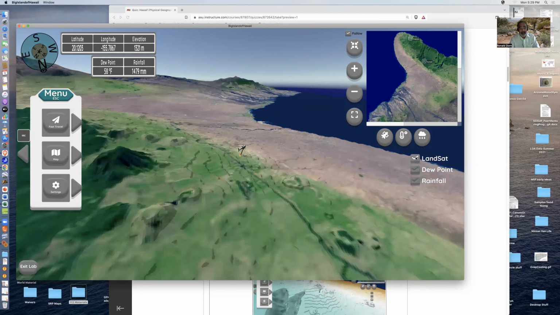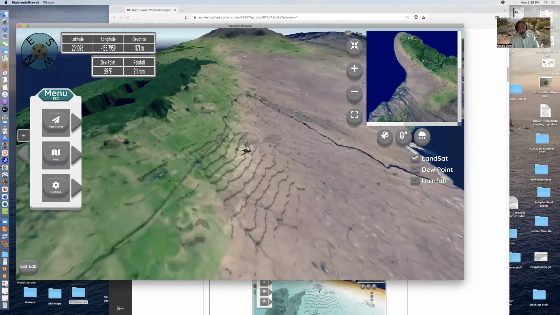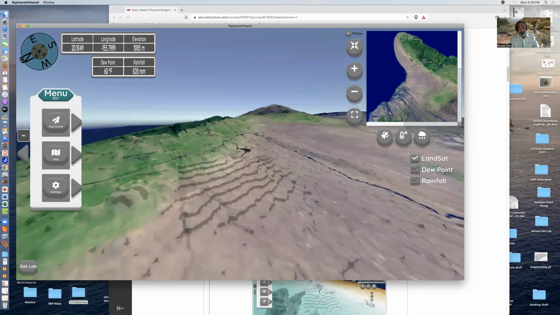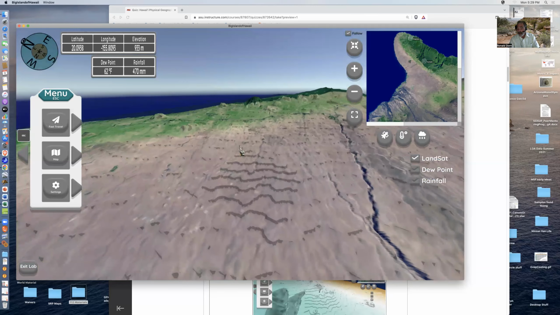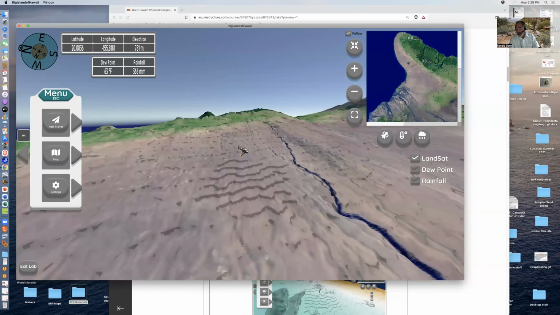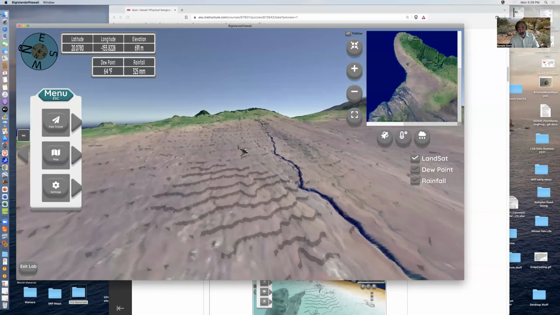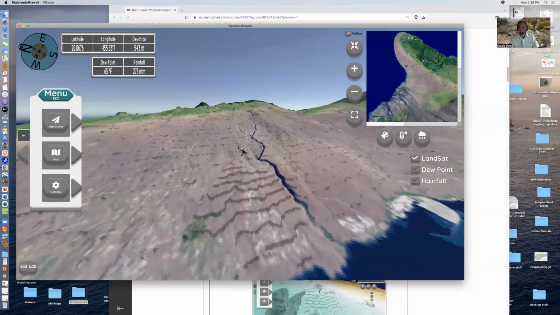And I'm going back to Landsat, and now I'm hitting escape so I can control the camera angle in the game. And what you'll notice is that there are no deep river valleys on this side of Kohala. It's very dry, and there's no deep river valleys. There is a gulch that you see there, but there's no deep river valleys.